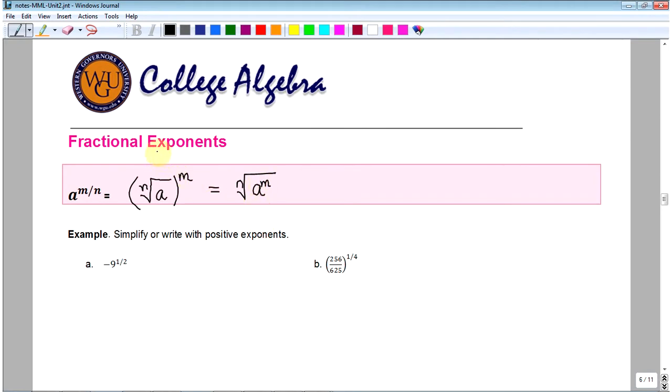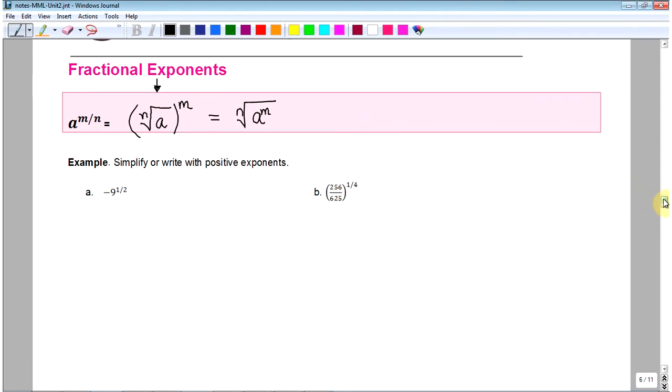I think typically when you're trying to evaluate, this first expression is the most useful, so it's the one that I usually use, but just know you can write it either way. So in this example, we want to simplify or write with positive exponents. So in part A, notice the 9 is being raised to the 1/2 power. The negative is not, because we don't have -9 in parentheses. So this is the same thing as -1 times 9 to the 1/2 power.